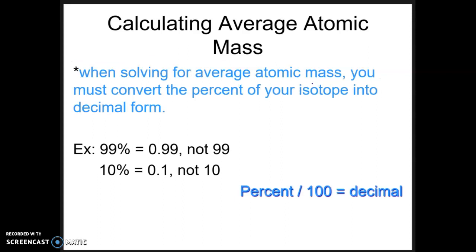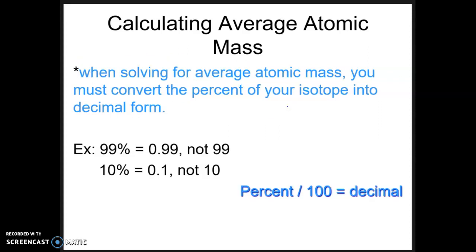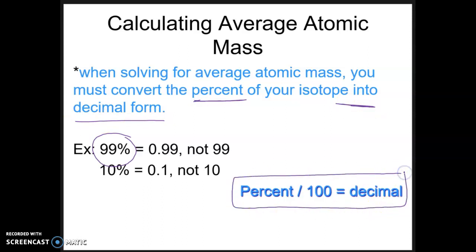Now, when you solve for average atomic mass in that formula, we're not going to use the percent abundance as a percent. So let's say something was 99%. You don't multiply by 99. You have to change your percent to decimal form before you plug it into that equation, and to do that, you just divide it by 100. So if an isotope was 99% abundant, I would multiply by 0.99, not by 99.